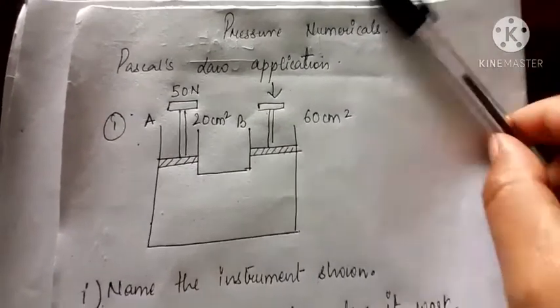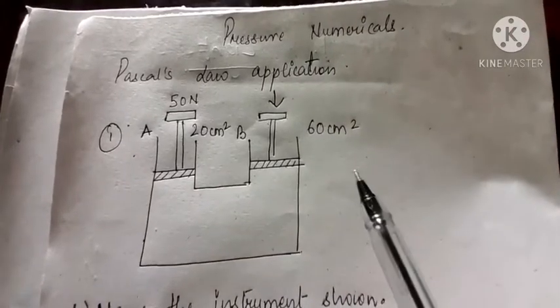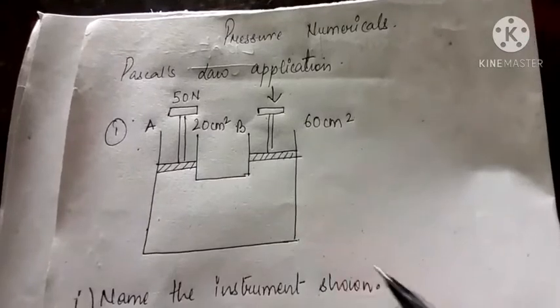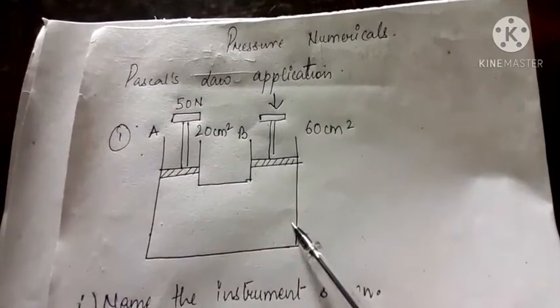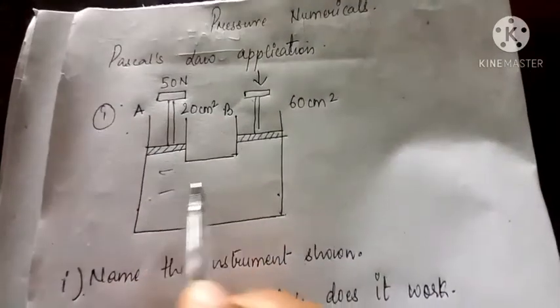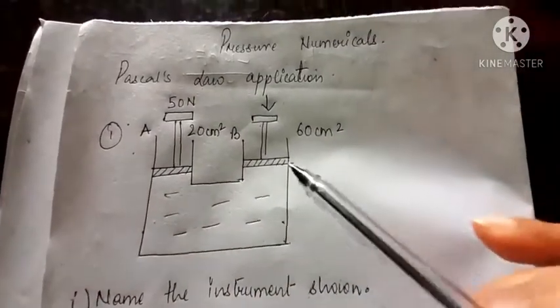Hello, hello students. In this video today we are going to practice some numericals on Pascal's law. Now look at this diagram. This diagram shows a hydraulic jack. The machine in this diagram is a hydraulic jack.